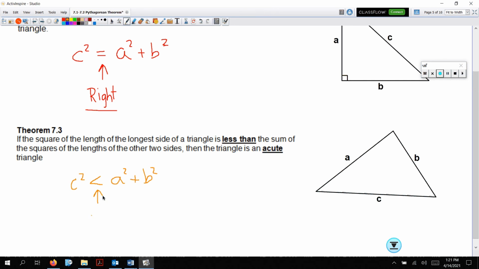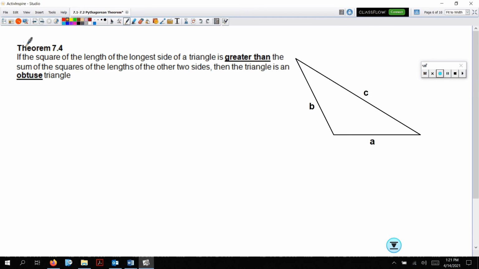This makes it acute, right? It's a small, acute, less than. It's an acute triangle. And last but not least, if we square the longest side here, again, it's going to be C. If it is greater than, if it's bigger than the sum of the other two sides squared, then this triangle is obtuse.